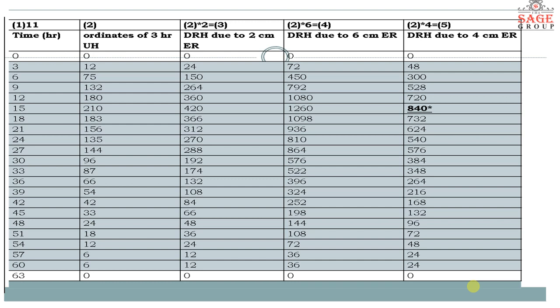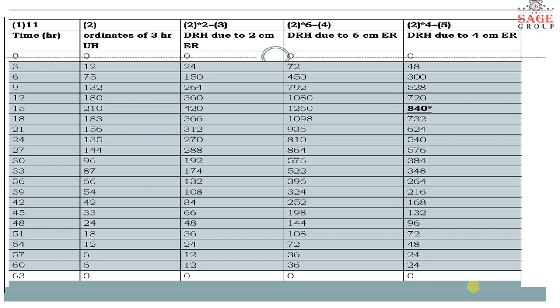Correct. Now the last thing was the DRH due to 4 centimeter of effective rainfall. The same thing we performed for 2 centimeter and for 6 centimeter we will apply here as well. So in the second column we have the value 0. So 0 into 4 will give you 0. Then 12 into 4 will give you 48. 75 into 4 will give you 300 and so on.